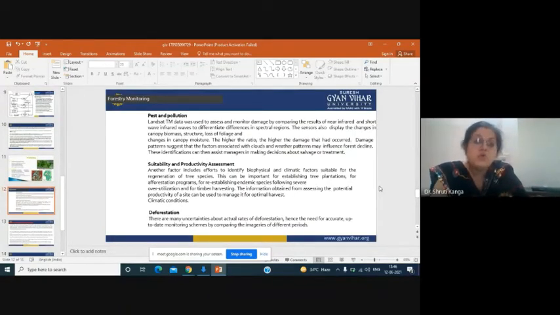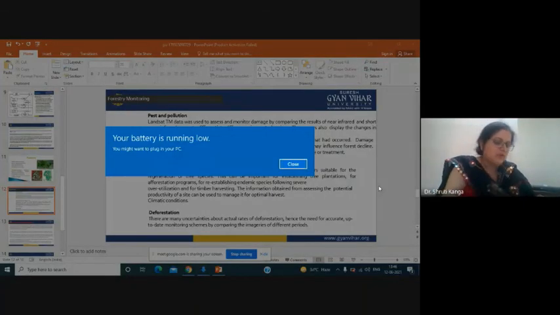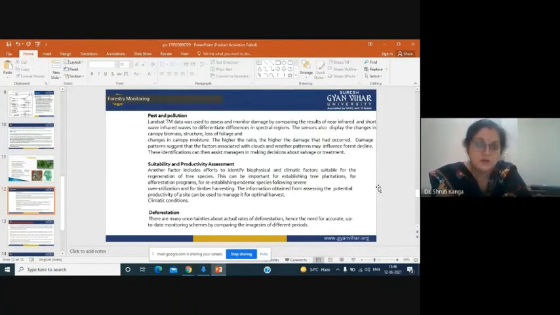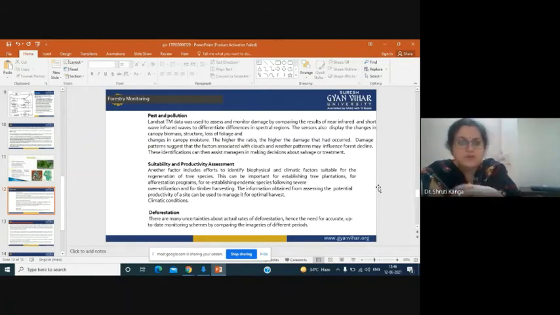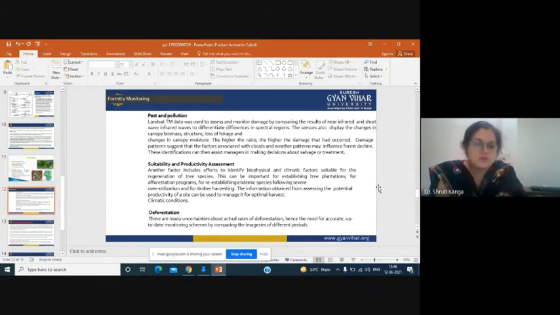Then we can also go for forest monitoring. Other than mapping, we can monitor pest and pollution infection, where we can use different kinds of satellite images to monitor and compare the results of near infrared and short wave infrared, differentiating the spectral regions of these. We can look at canopy change, canopy biomass structure, loss of foliage, and change in canopy moisture. The higher the ratio, the higher the damage that occurs, and based on that damage assessment, we can go for different kinds of management or treatment in those areas.